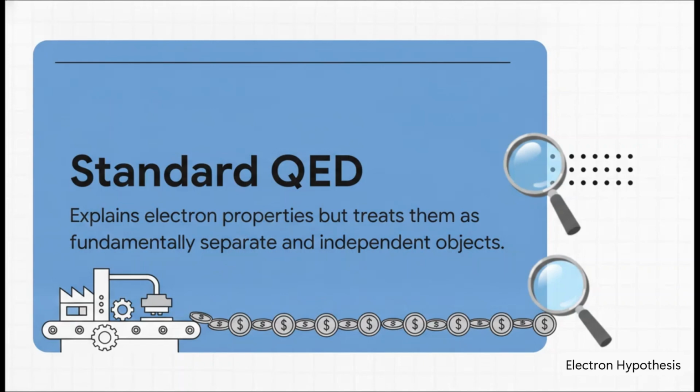Imagine a giant factory stamping out trillions of identical coins. QED perfectly explains how those coins act once they're minted, but it doesn't really deeply explain why there is absolutely zero variation between them across the entire universe. It just treats them as separate little objects that happen to share a perfect identical list of properties.